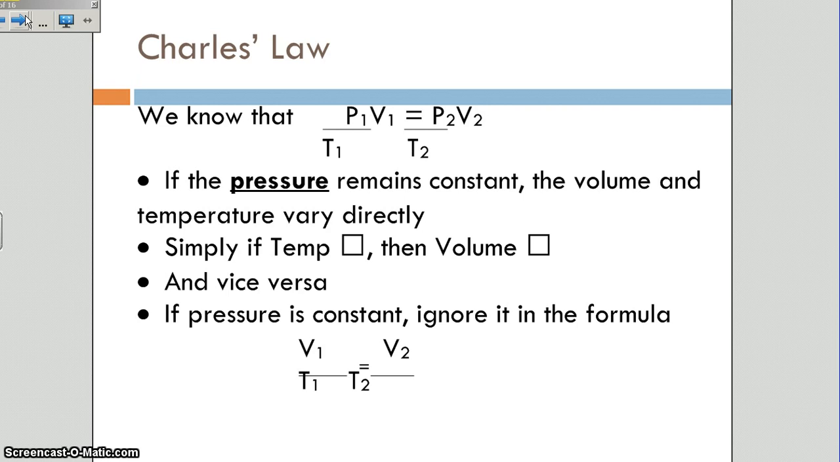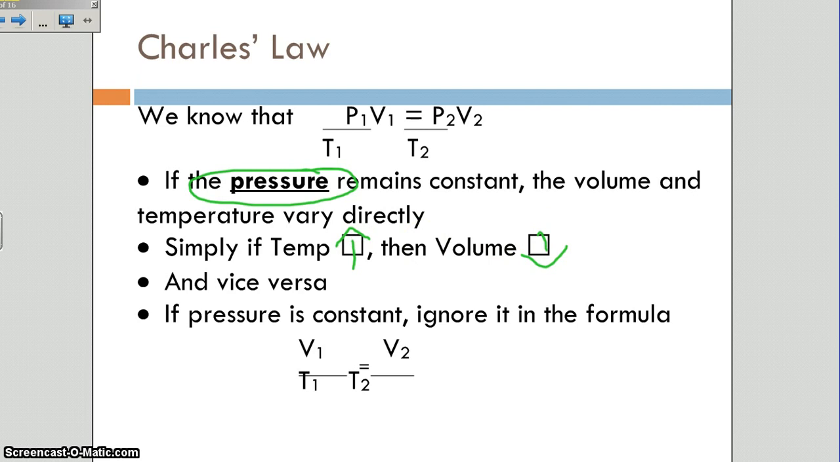P1 V1 over T1 equals P2 V2 over T2. Same thing, but now we're not keeping temperature constant. Pressure stays the same. And this is kind of the key thing between these laws, is that we'll change what is remaining constant. And Charles's Law says if pressure remains constant, then volume and temperature are going to be directly related. Once again, in other words, if temperature, let's say, increases this time, then volume is going to increase.